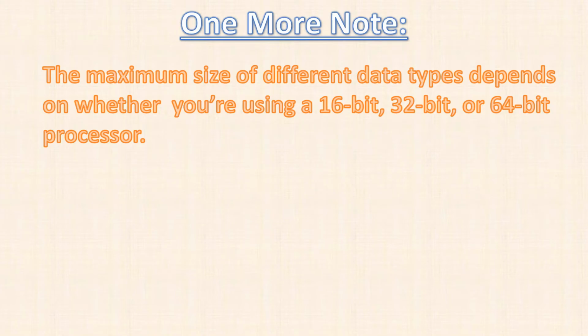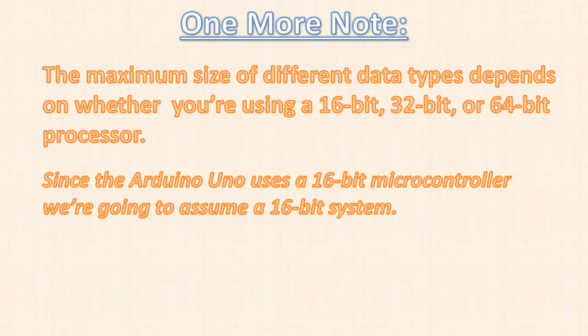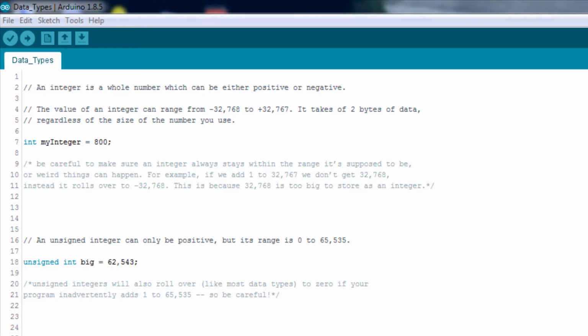For example, an integer in a 16-bit system is 2 bytes. In a 32-bit system, an integer can be as large as 4 bytes. Since the Arduino Uno uses a 16-bit microcontroller, we're going to assume a 16-bit system. Just know that if you delve into a 32-bit system, like the Arduino Due, or a 64-bit processor, the number of bytes a certain data type can hold will probably be larger. Now that we've had enough theory about variables and what exactly a variable is, let's dive into the Arduino IDE here and talk about some of the data types.